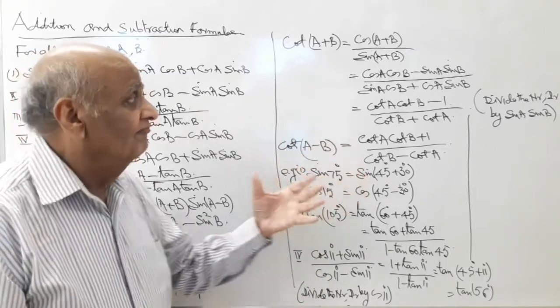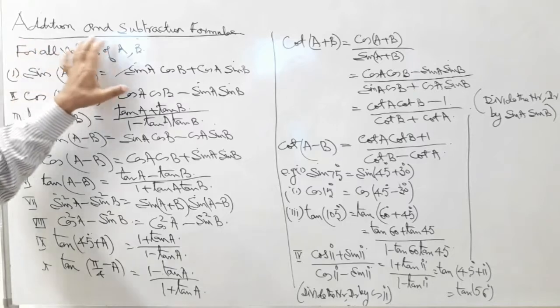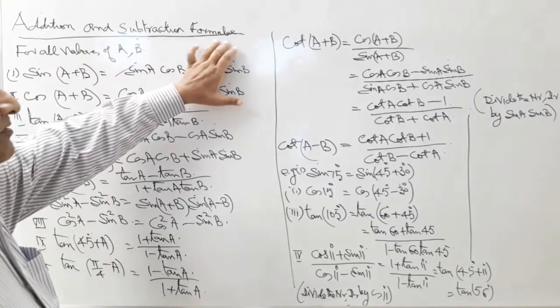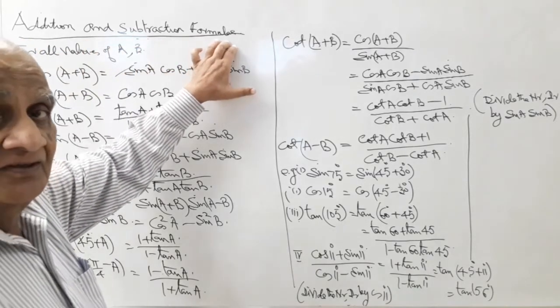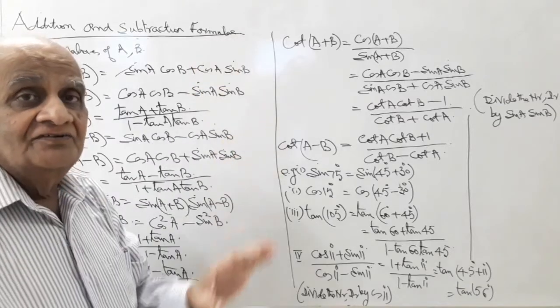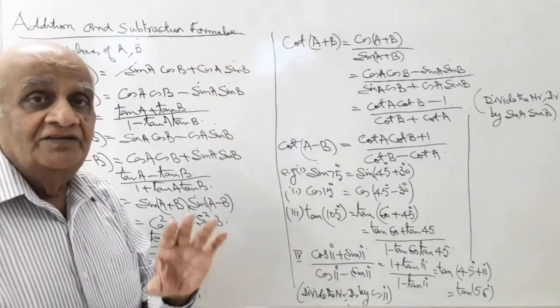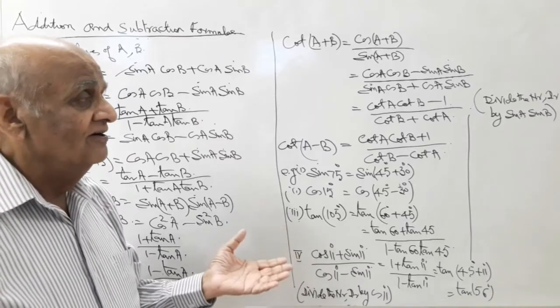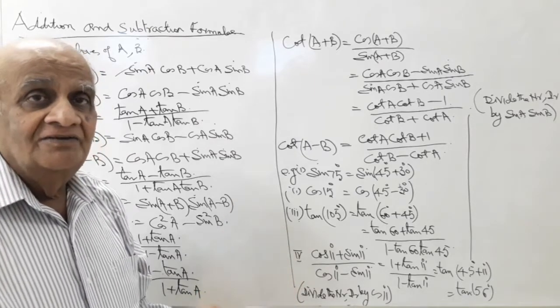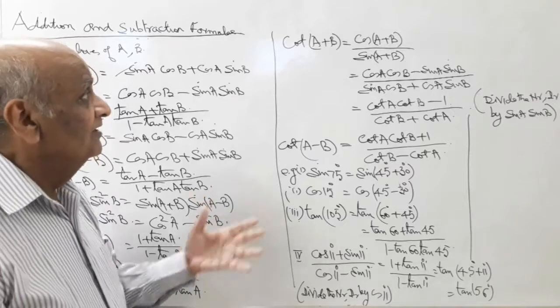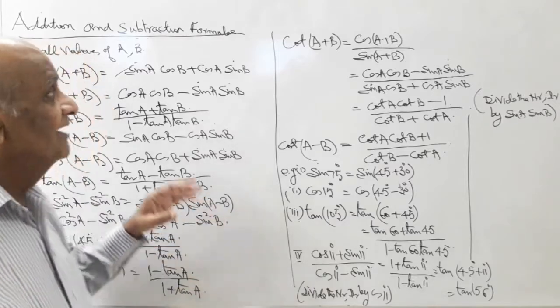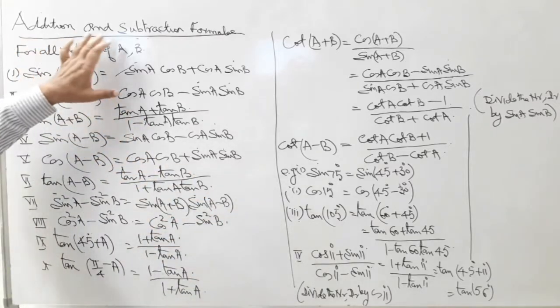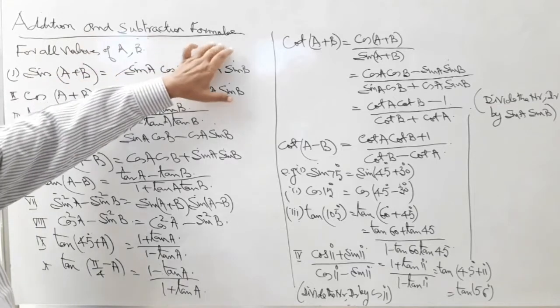The topic: addition and subtraction formula of trigonometry. In the previous lesson we discussed the applications of the allied angles like 180 minus theta, 180 plus theta, 90 minus theta, 90 plus theta. Now we continue with another topic, that is addition and subtraction formula.